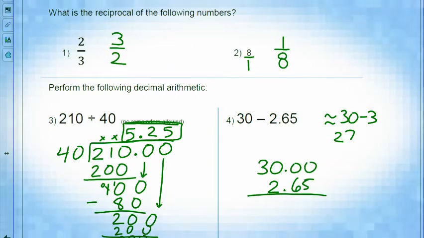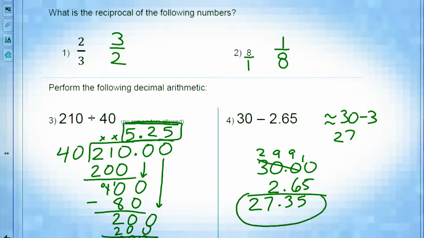Can't take 5 from nothing, so I need to borrow. 10 minus 5 is 5. 9 minus 6 is 3. Bring my decimal point straight down. 9 minus 2 is 7. 2 minus nothing is 2. I get 27 and 35 hundredths. That's close to my estimate, so I'm pretty confident about that.